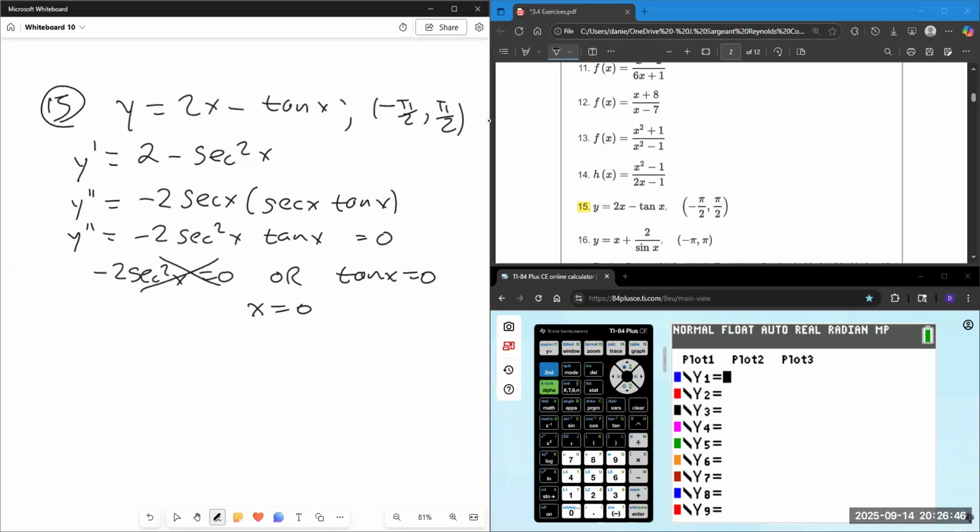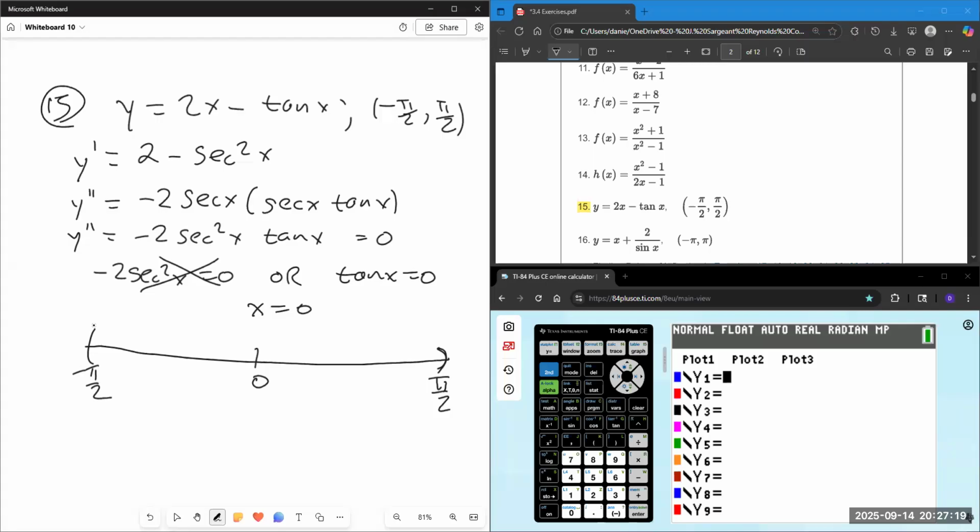When I find my point of inflection, not there yet, that'll be the next problem. But I'm going to do my second derivative test here. And this is negative pi over 2 to pi over 2.